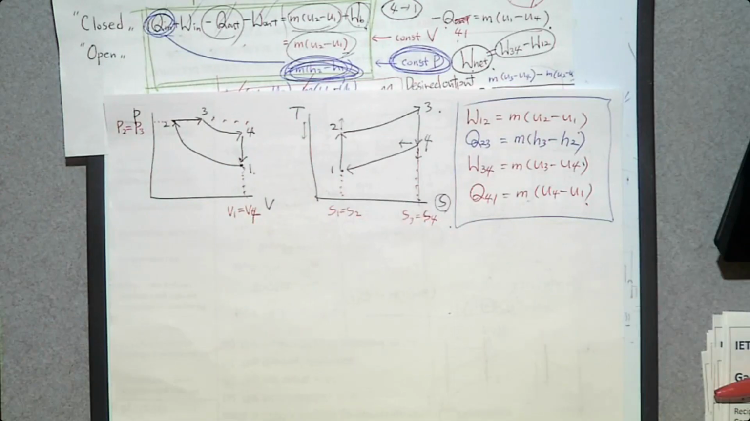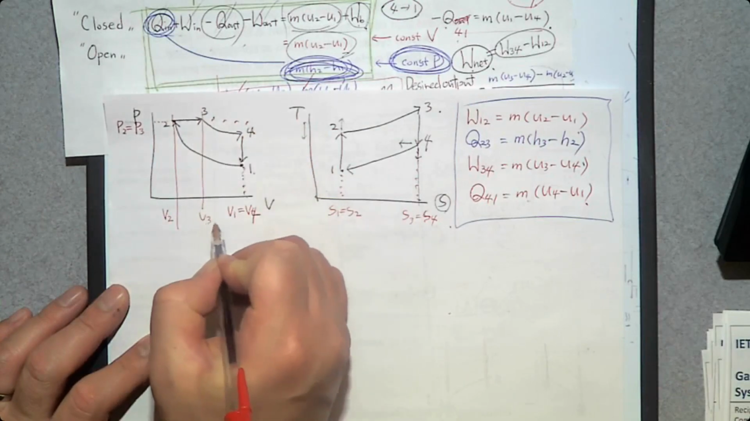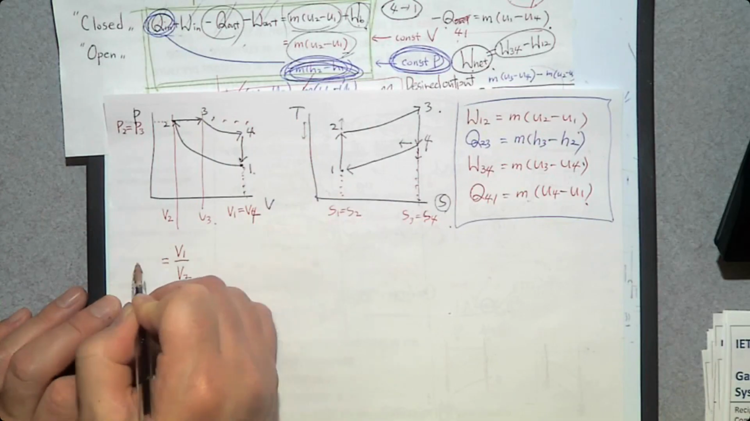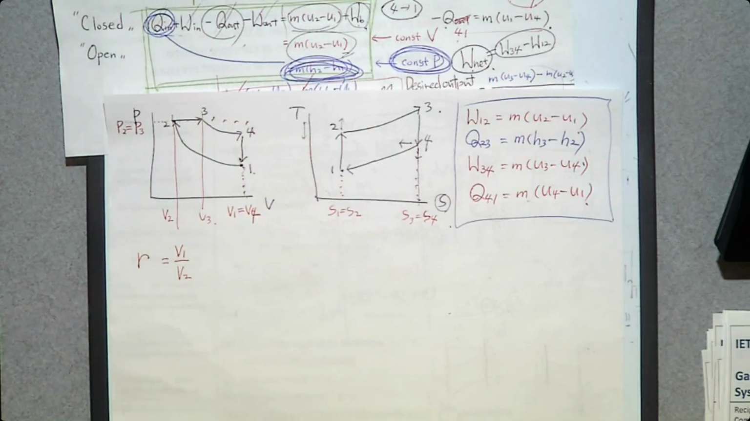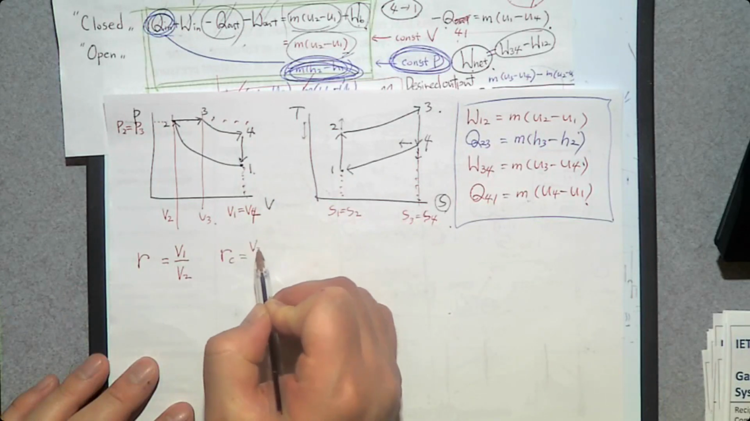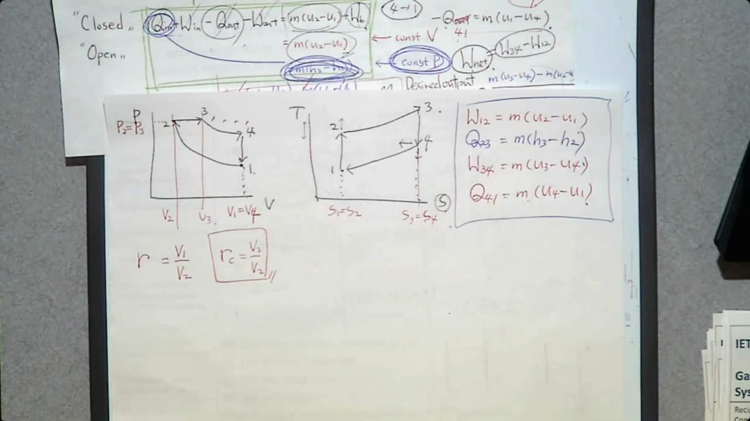And what is the key parameter when you study an internal combustion engine? The compression ratio. The compression ratio is V1 over V2, that is the compression ratio r. There's one more volume here, V3. So let's compare these two. That is called the cutoff ratio. r_c is V3 over V2. That is only unique when you have a diesel cycle.